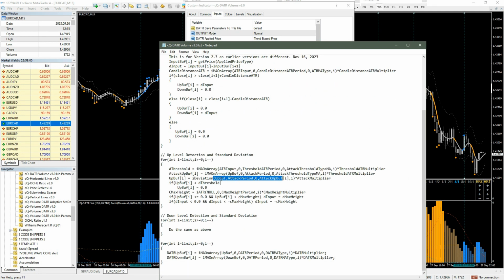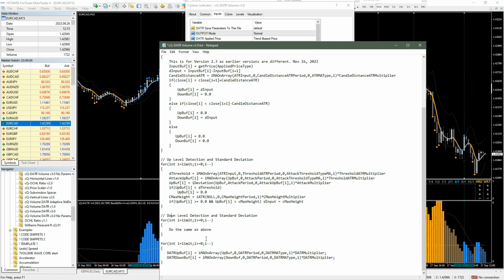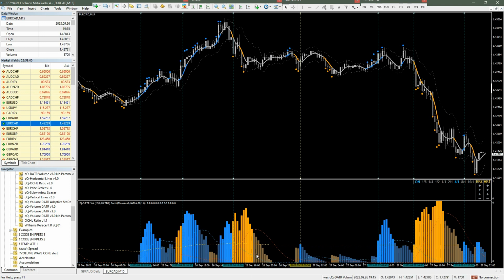Then the up buffer is smoothed, so we can calculate the standard deviation. The up buffer then is compared to the threshold. If it's below the threshold, it puts a 0 in it, else it just passes the value. Then it tests the maximum candle height, and then it does the same thing for this down buffer, and then it smooths it. That's what the bars are. The bands are calculated based on what the bars are.